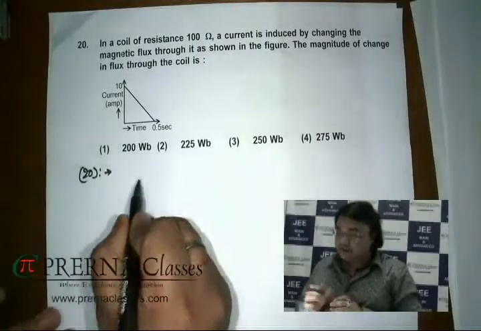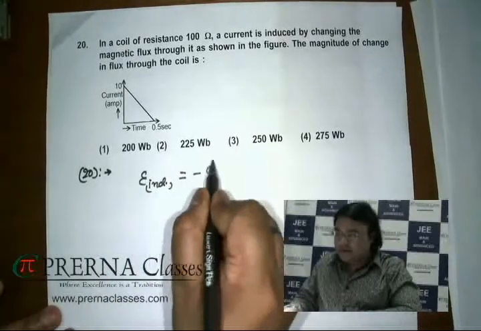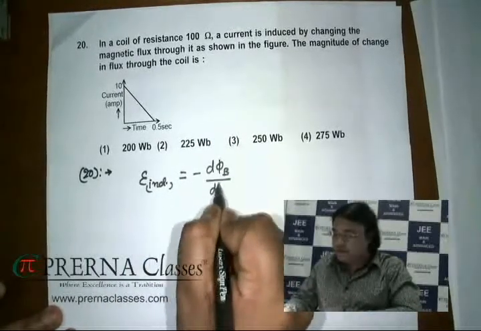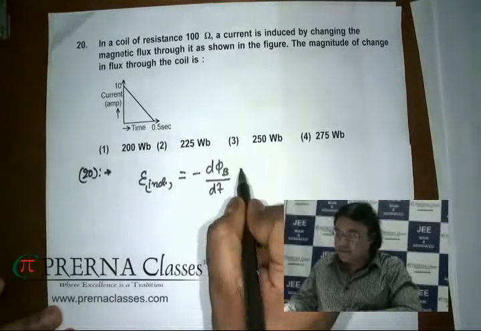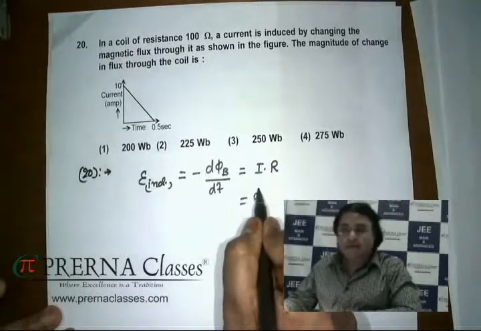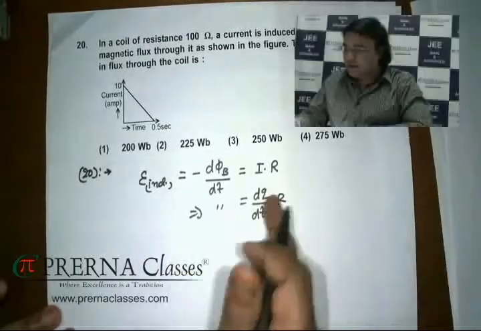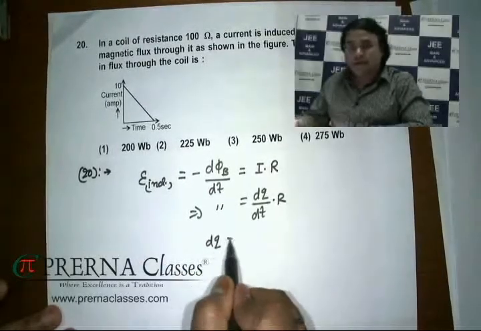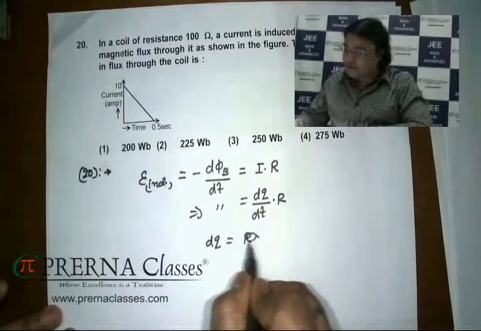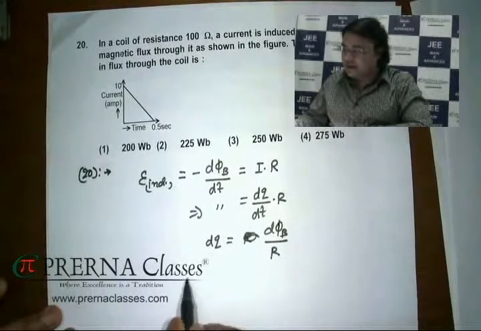Okay, next question, that means 25th. It is based on the basic concept of electromagnetic induction. We have induced EMF, which is equal to the rate of change of magnetic flux, d phi by dt. If we write it as I into R, and I is basically dq by dt, then we can say charge dq will be R d phi B by R.